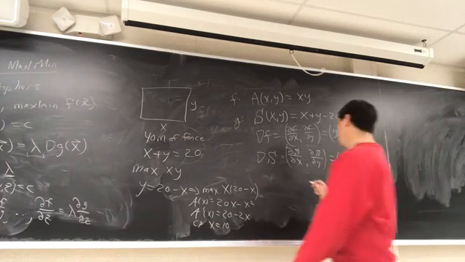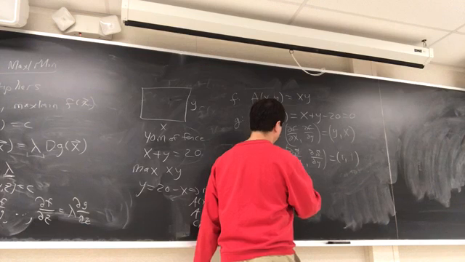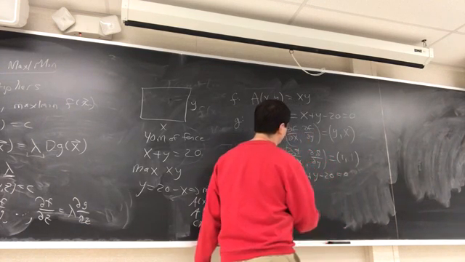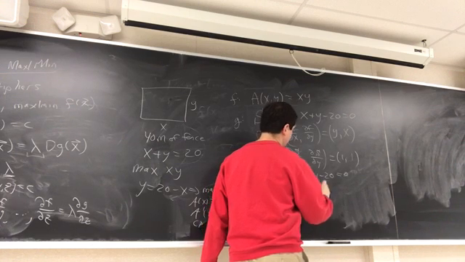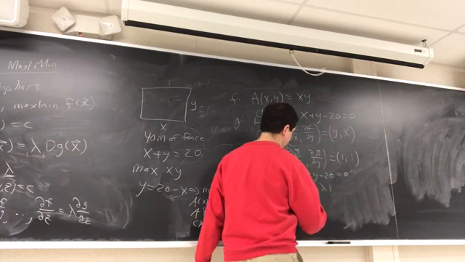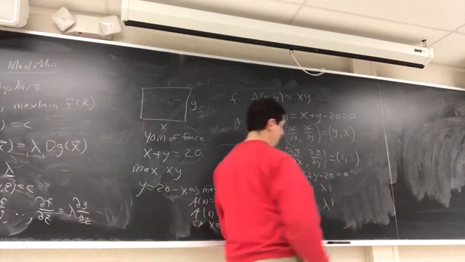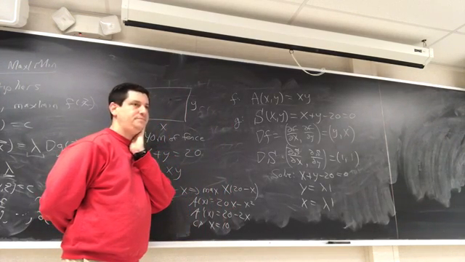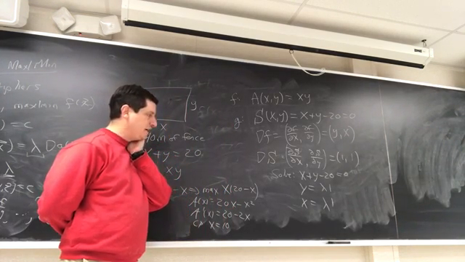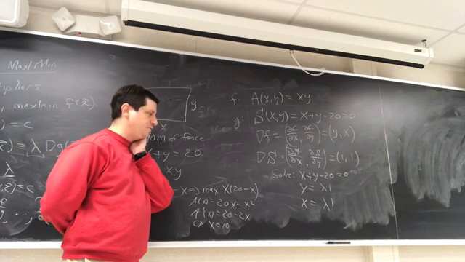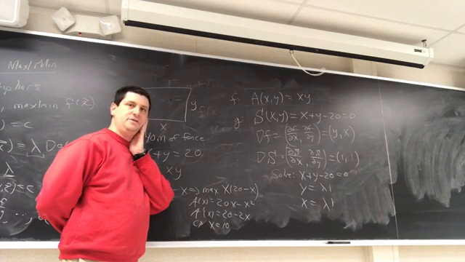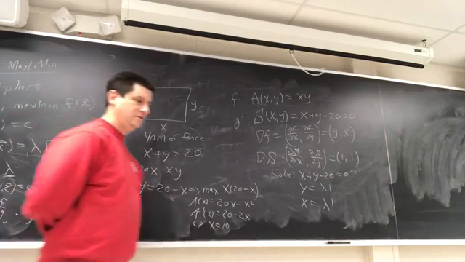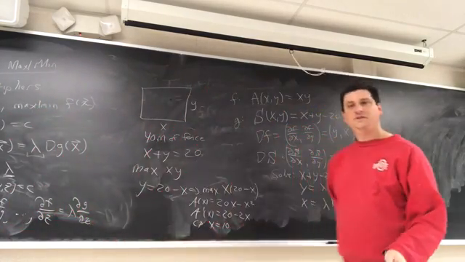So now we need to solve the system of equations. x plus y minus 20 equals 0. And then we need y equals lambda times 1, x equals lambda times 1. Can I divide and get x over y, or y over x equals 1? So can I just divide at this point?